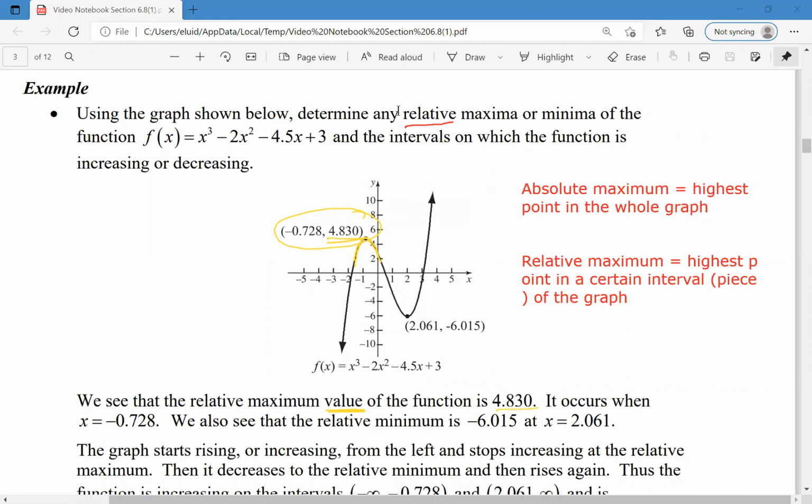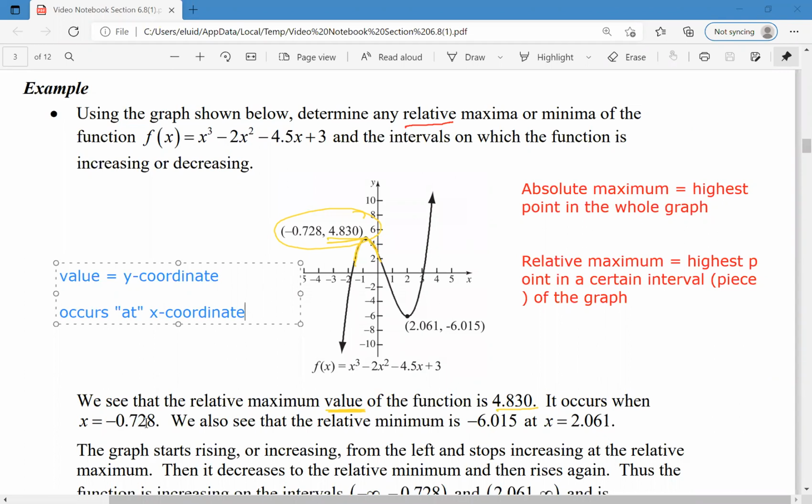When you see the word value, like function value or maximum value, that's going to be the y coordinate. So it occurs at an x coordinate, but the value itself is the y coordinate. So it occurs at the x coordinate. You can see that in the next sentence. It occurs when x equals negative 0.2 or 0.728.